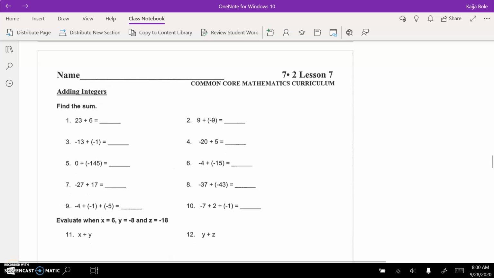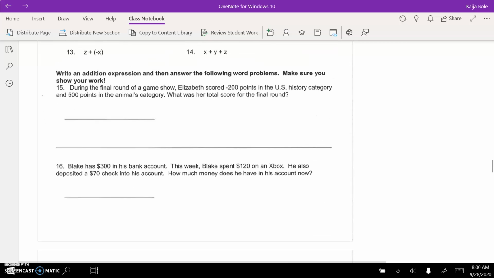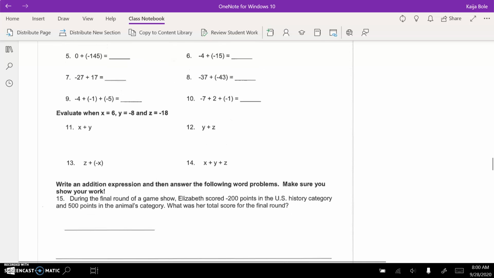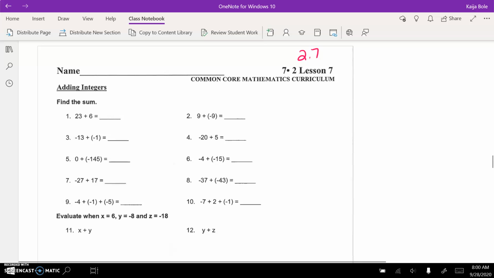Alrighty, everybody, here we are on the 2.7 classwork, and the goal for today was to get through 1 through 16, which is the entire page. I'm hoping the first part will go kind of quickly. I don't want you to rush, but I feel like they're all pretty good questions. So we are moving into adding integers.